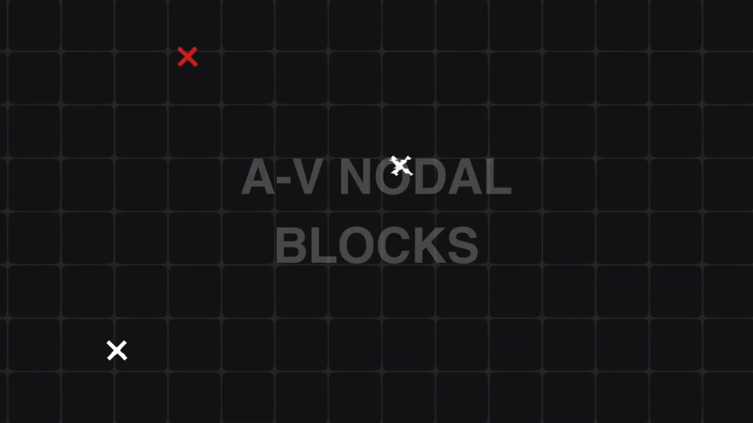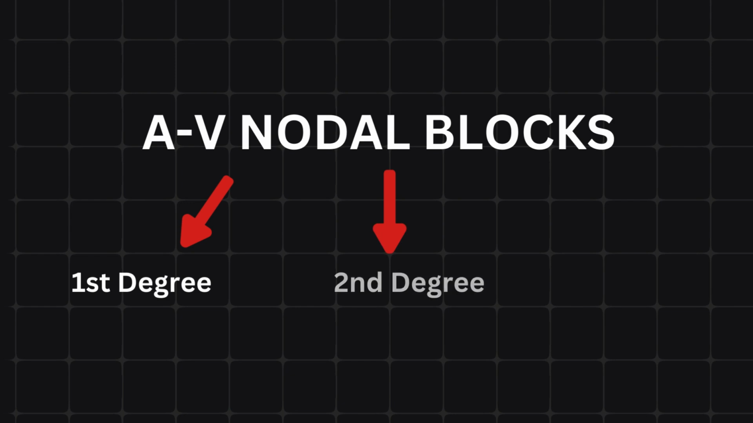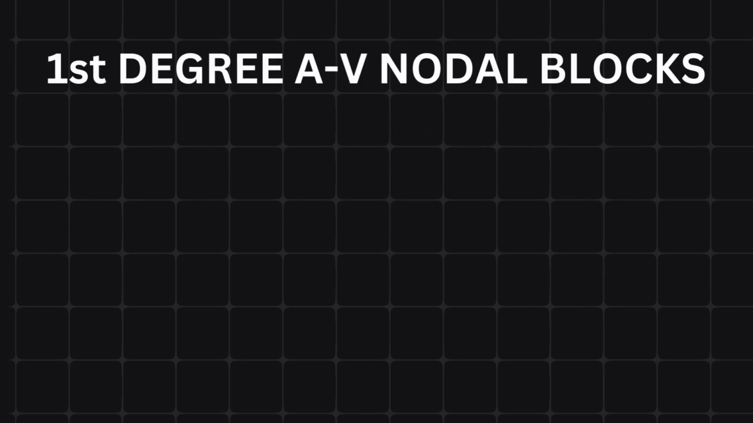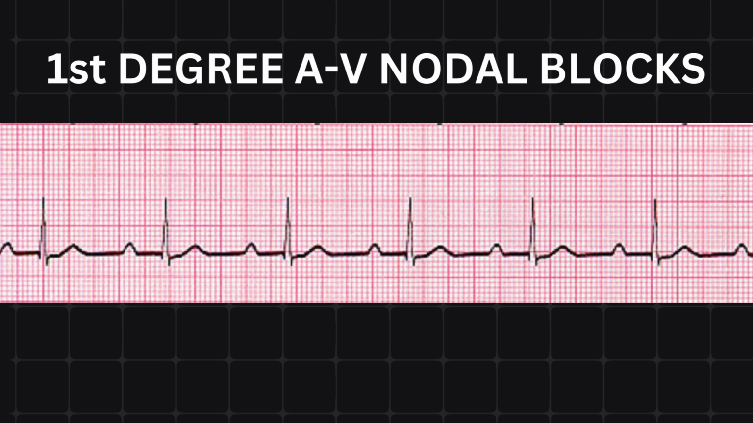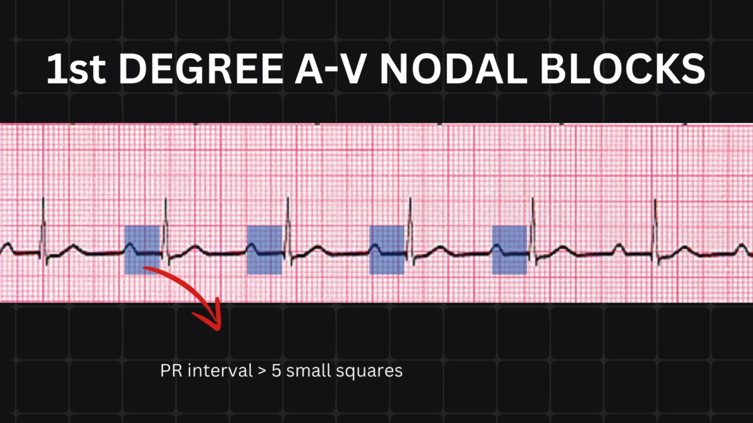Coming to the AV nodal blocks. It is also classified into first, second, and third degree AV blocks. In first degree AV block, there is delayed conduction through the AV node, resulting in a prolonged PR interval. This prolongation will be constant throughout the ECG.